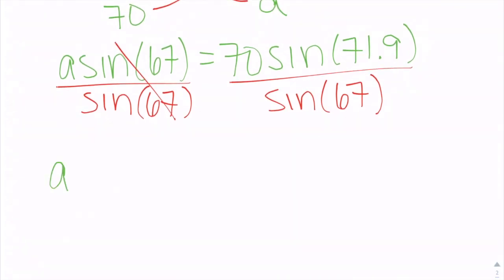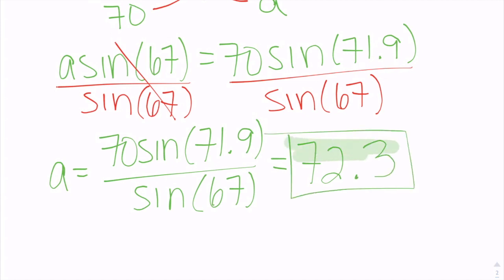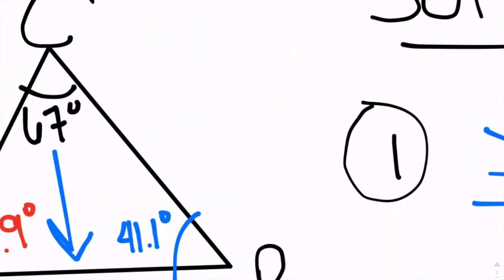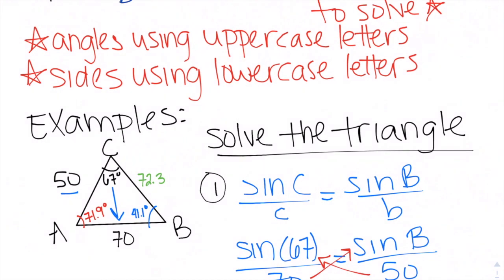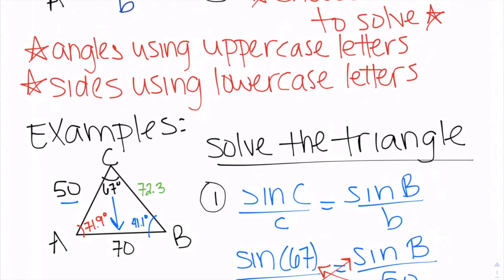And we're going to find that A is equal to 70 times the sine of 71.9 over the sine of 67. And we're going to put that right into our calculator, and we're going to find that A is about 72.3. And so we can come up and we can fill that in right here. And now we have everything solved for in our triangle, so that example is done.